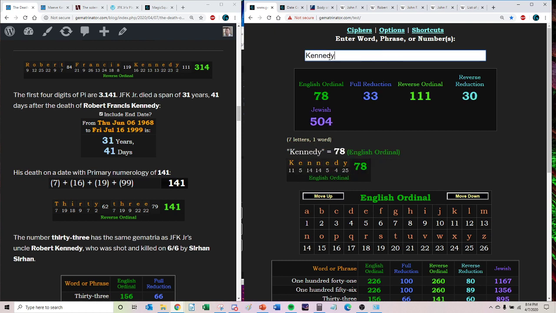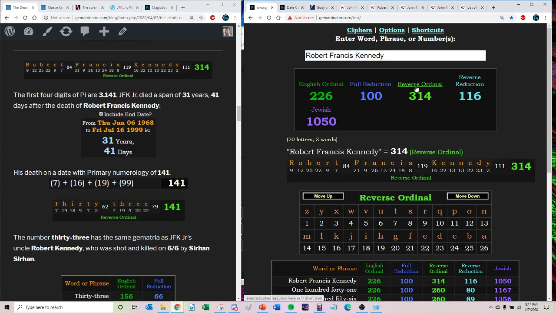Now back to this 314. Sorry for jumping around on you guys. Trying to take my time on this. Again, we recognize these as the first three digits of pi, 3.14.